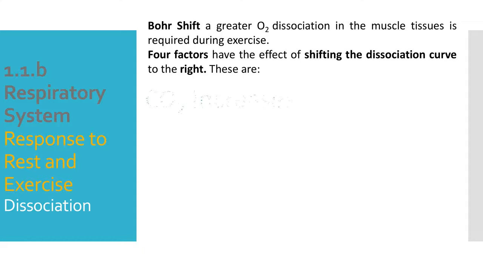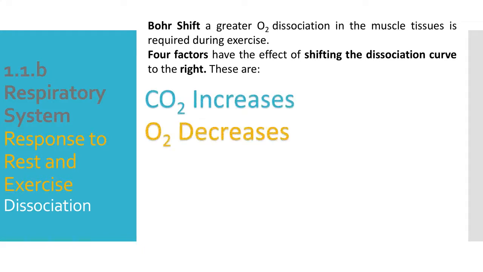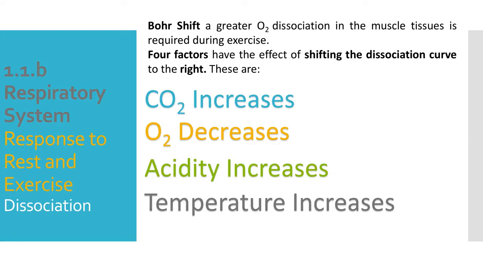Okay, right, well, your COAT there stands for CO2, which increases during exercise, O2 levels, which decrease, acidity levels, which rise, and temperature, which also increases. When each of those four factors occurs, the dissociation curve shifts to the right, and the oxygen dissociates from the hemoglobin more readily. That means the hemoglobin lets go of the oxygen much more easily.